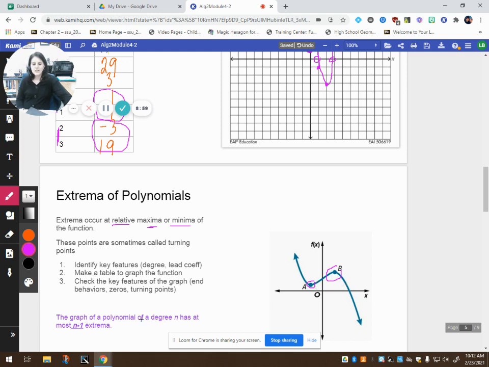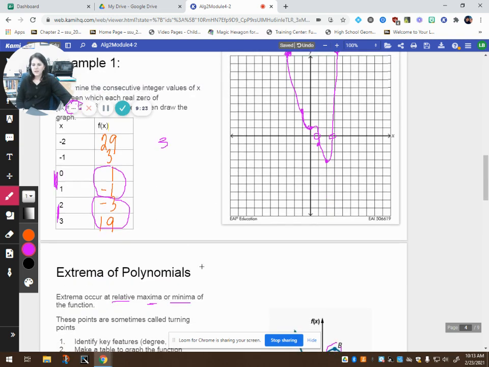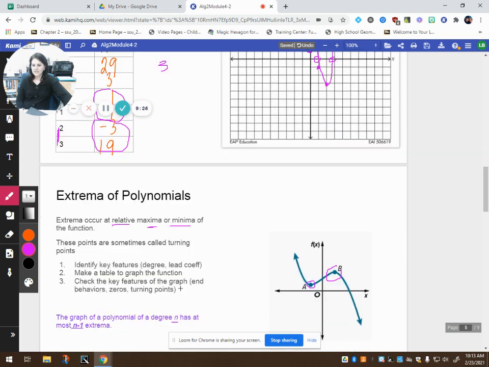And when we're looking at this, the graph of a polynomial of degree n has at most n minus 1 extrema. So looking back at this one, x to the fourth is going to have at most 3 turning points because 4 minus 1 is 3. So look at my turning points. 1 turning point, 2 turning points, 3 turning points. Did not have more than 3 turning points. So this is good. This follows along with what this is saying.